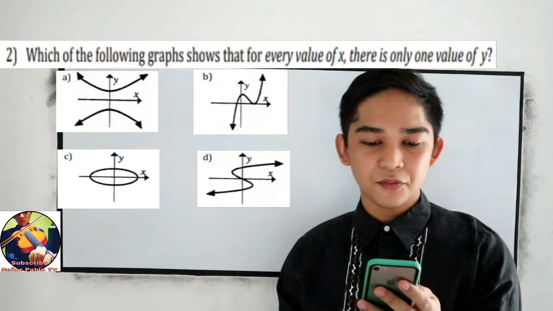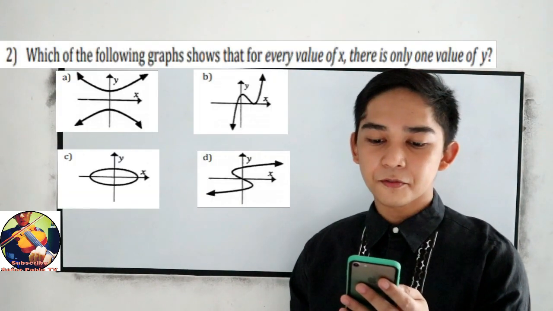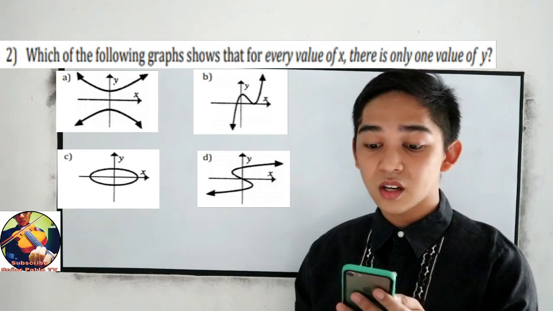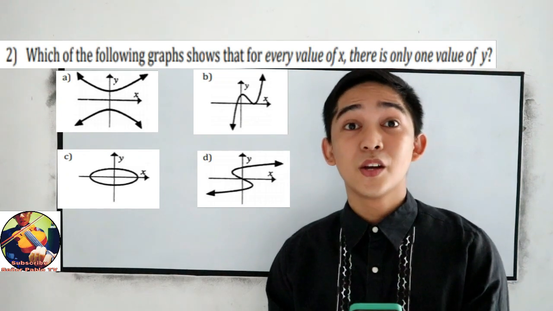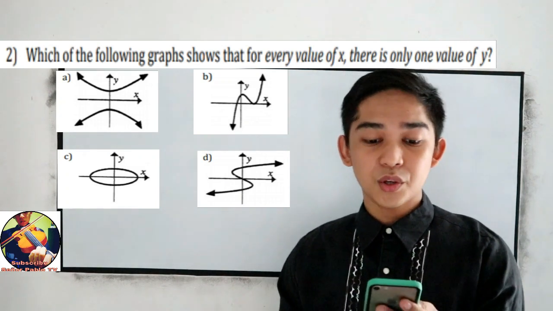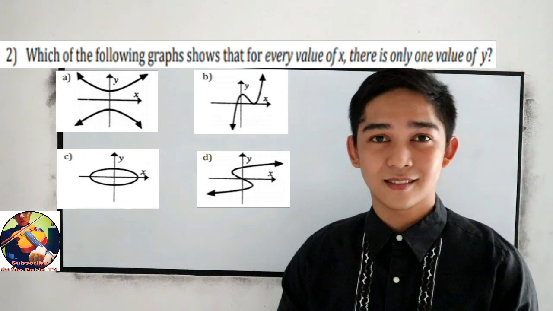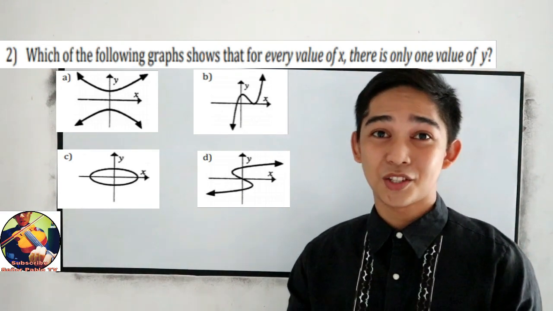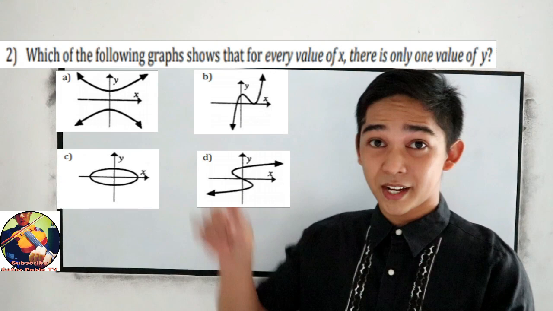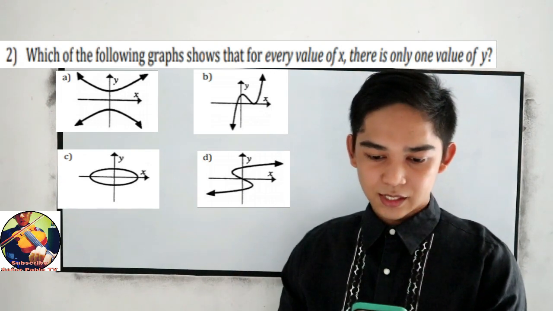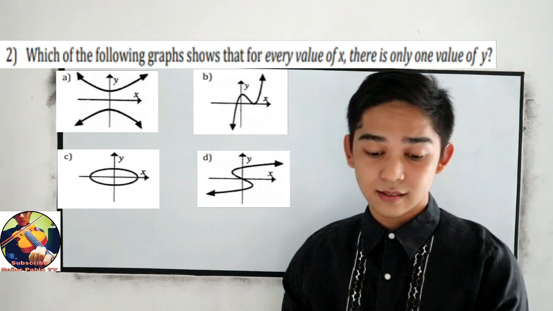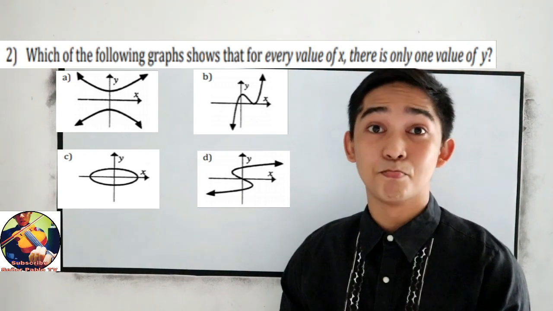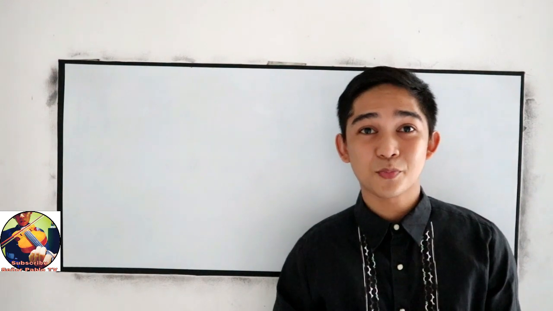Next, number 2. Which of the following graphs shows that for every value of x, there is only one value of y? So in here, we're going to use the vertical line test. You can check our playlist to understand the vertical line test. So in this case, our answer is letter B. And now let us proceed to number 3.